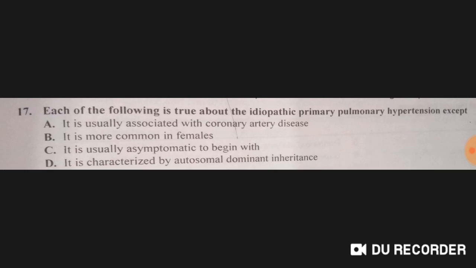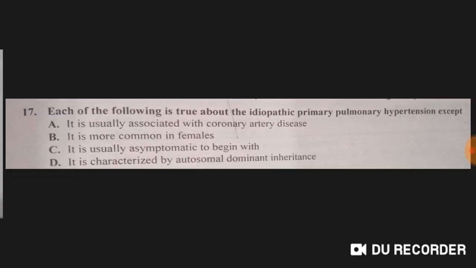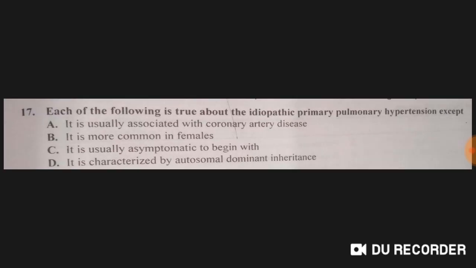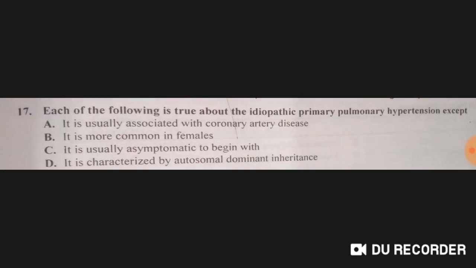Okay, each of the following is true about idiopathic primary pulmonary hypertension except it is usually associated with CAD, coronary artery disease. This is wrong. It is more common in females. It is asymptomatic to begin with, characterized by autosomal dominant inheritance.